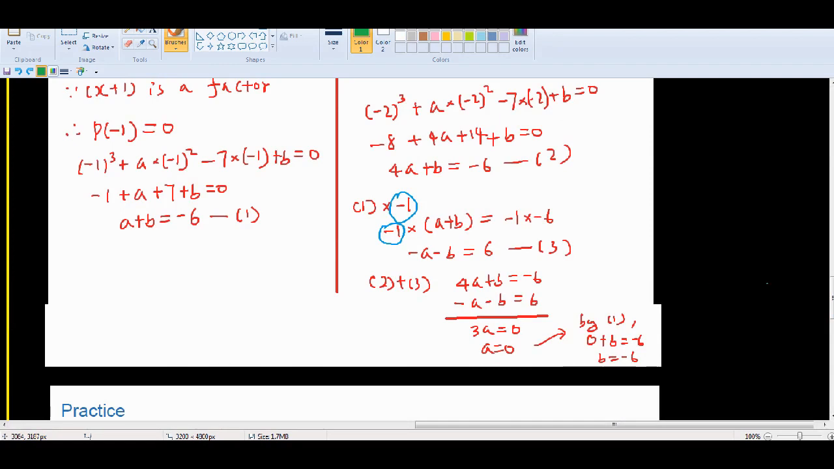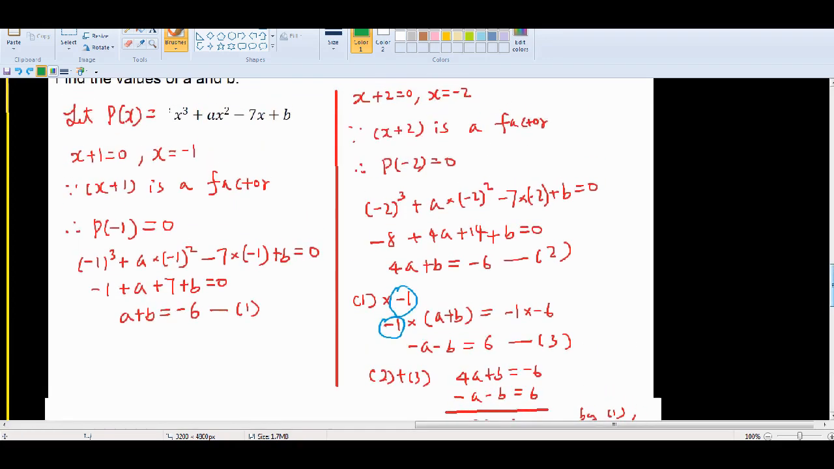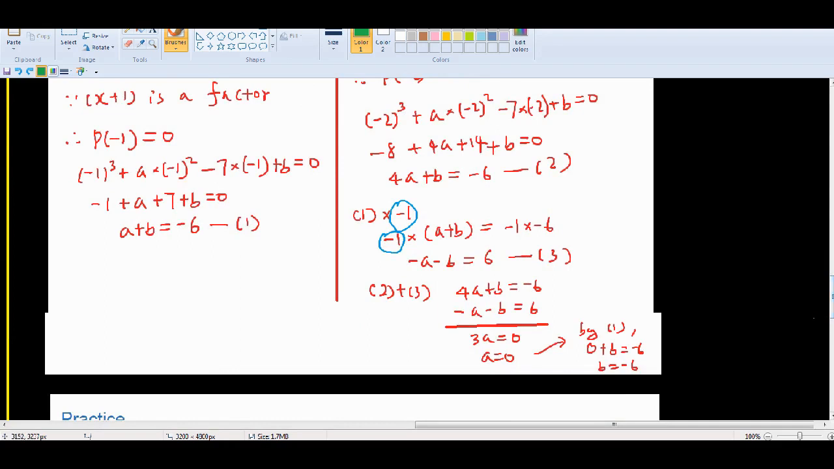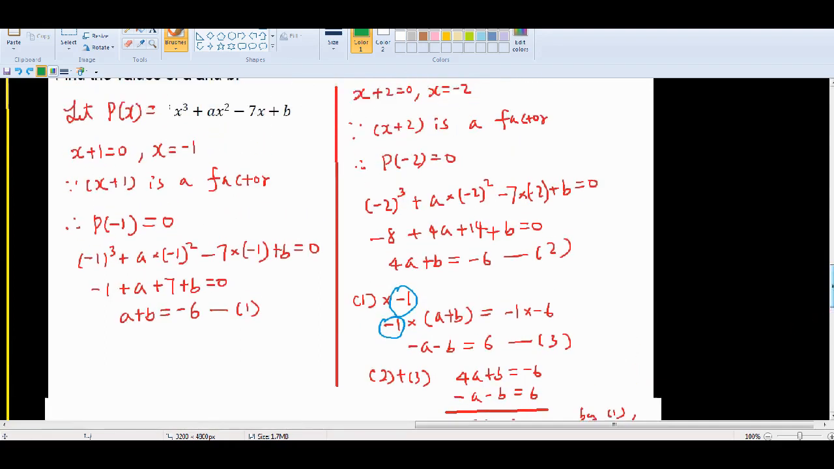So you got a equals 0, and you put that a equals 0 back into one of the equations. You move back to equation 1, and you will have 0 plus b equals minus 6. So b equals minus 6. That's it. So the answer is a equals 0, b equals minus 6.